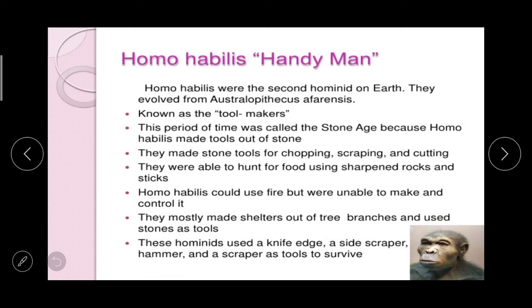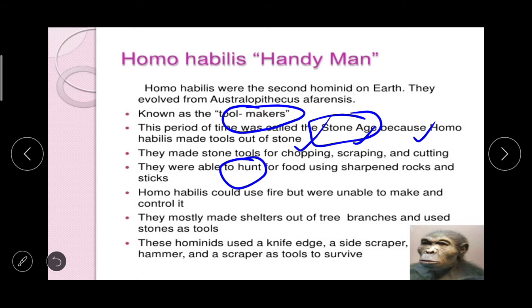Now Homo habilis were the second hominid on earth and they evolved from Australopithecus afarensis, known as the tool makers, and this period of time was called the Stone Age because Homo habilis made tools out of stone. They made stone tools for chopping, scraping and cutting, not for hunting big animals. इतने बड़े बड़े नहीं बना पाए वो stone tools. They were able to hunt for food using sharpened rocks and sticks.